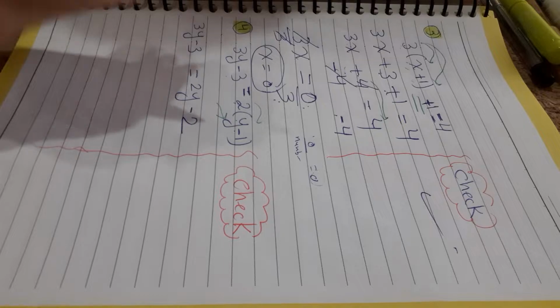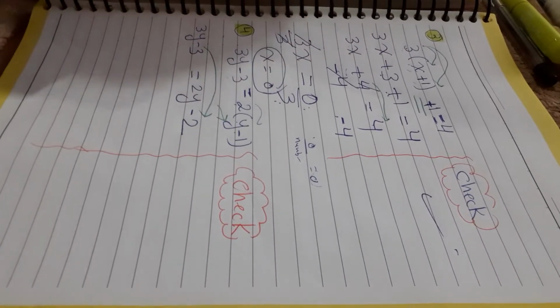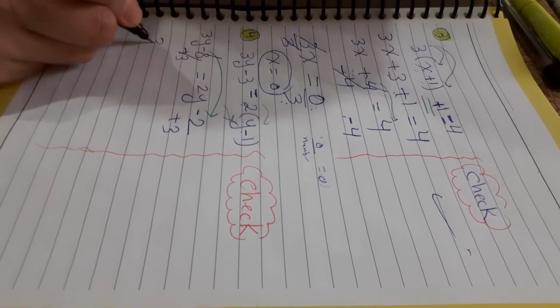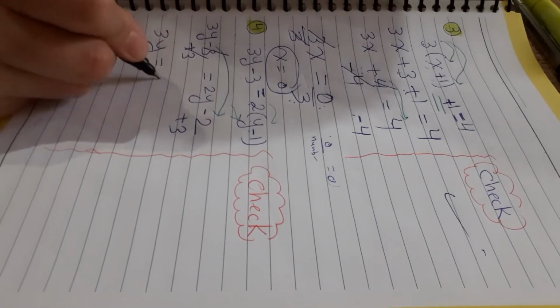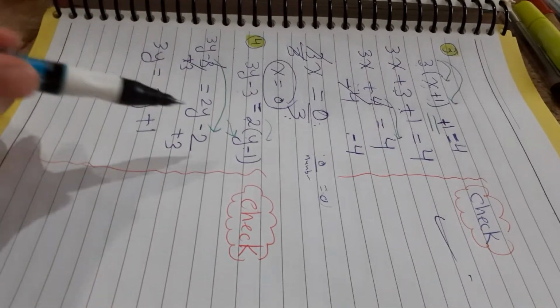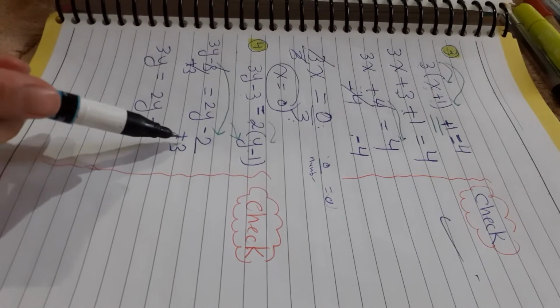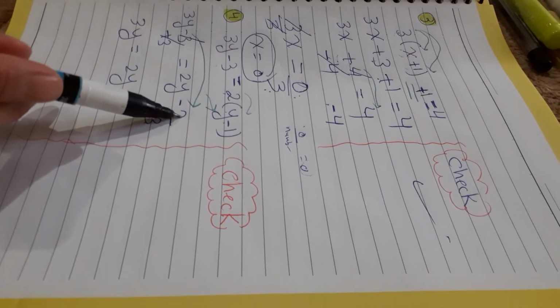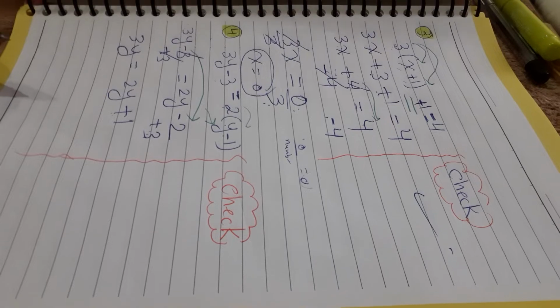So here I will send this negative 3 to the other side by its opposite operation. Plus 3 cancelled. 3y equals, bring down 2y, negative 2 plus 3, 1. Adding two numbers with different signs, subtract them, 3 minus 2, which is 1. 3 is bigger than 2, so it is positive.